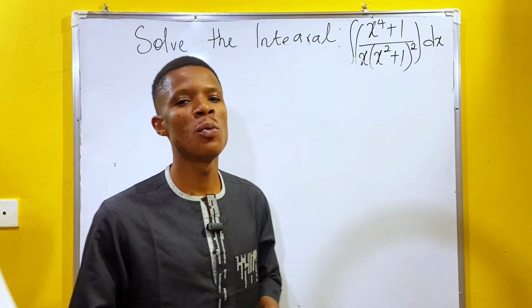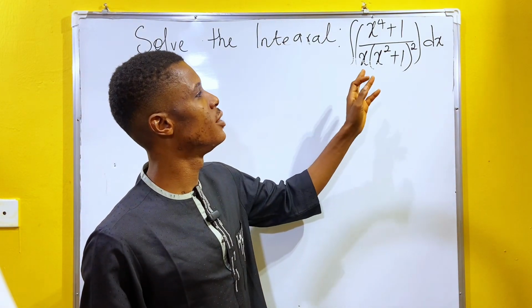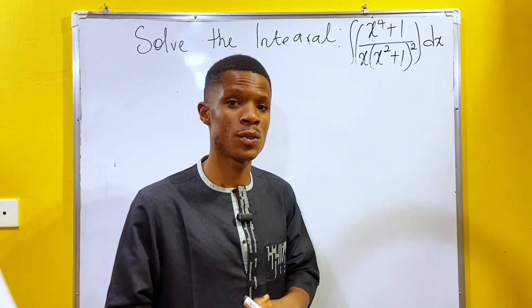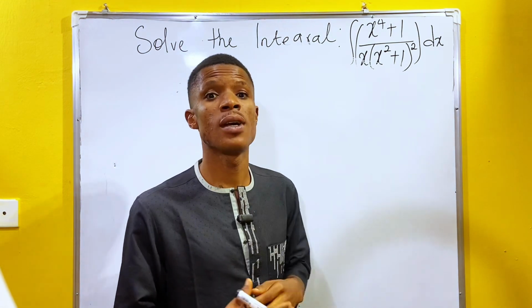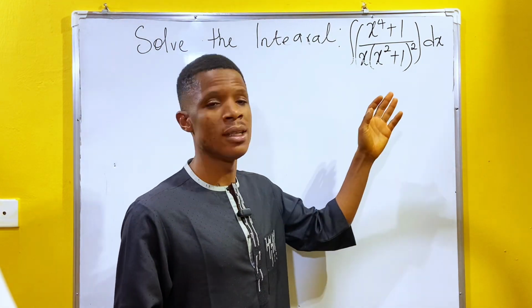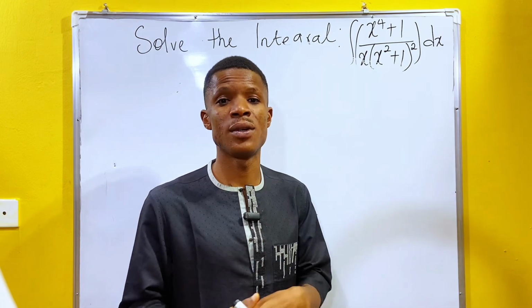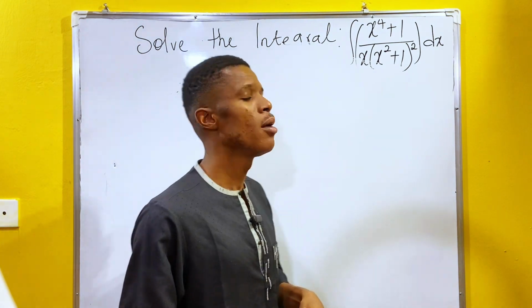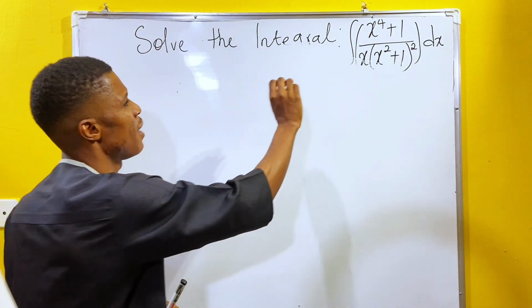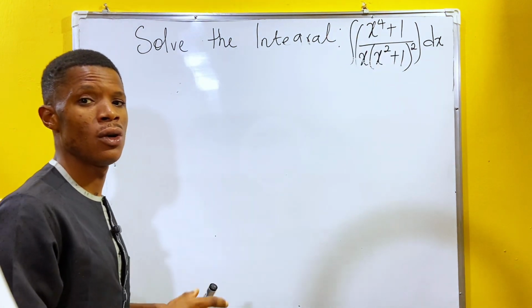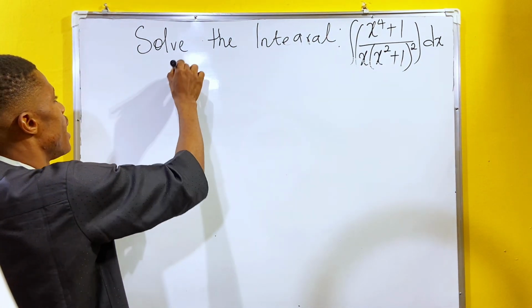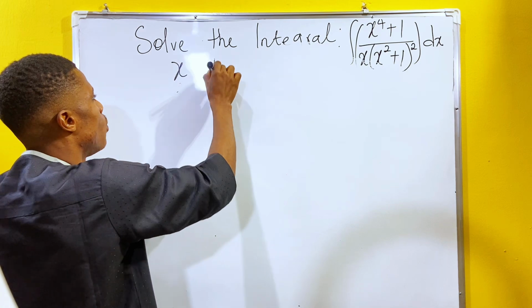In this video, we'll be integrating the integral of x to the power 4 plus 1 divided by x times (x squared plus 1) all squared. We are integrating with respect to x. For us to do this, first we have to simplify the numerator. What is the numerator? x to the power 4 plus 1.